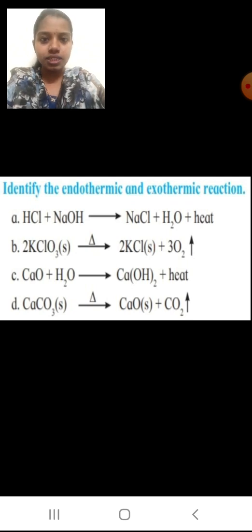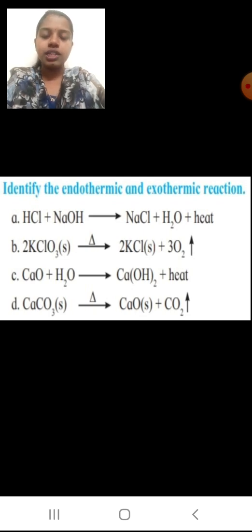So you are going to write this reaction. Below, you will write the answer whether it is an endothermic or exothermic reaction. Second one is 2KClO3 gives 2KCl plus 3O2. Third one, CaO plus H2O gives Ca(OH)2 plus heat. Next one, CaCO3 gives CaO plus CO2.